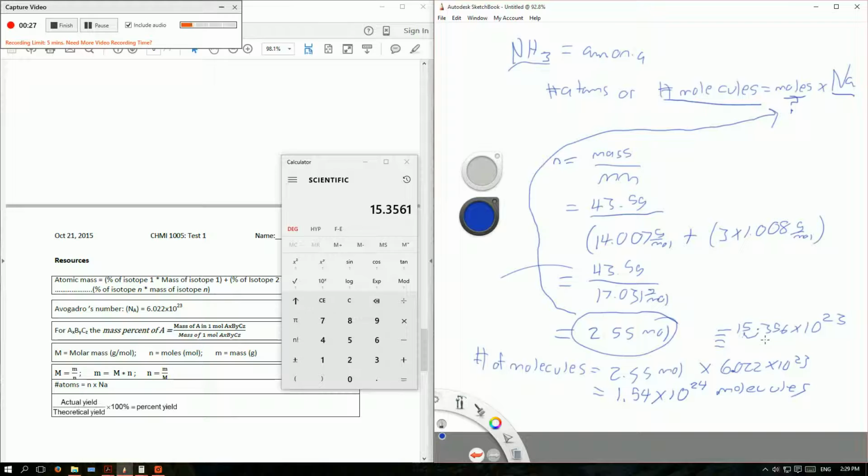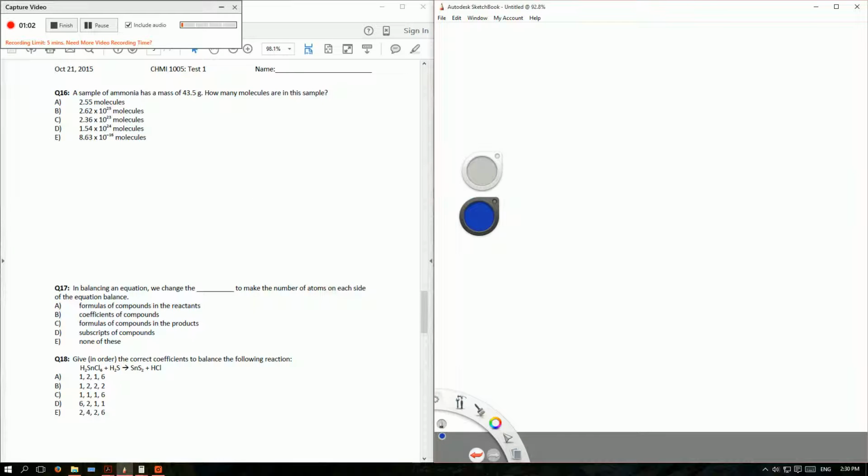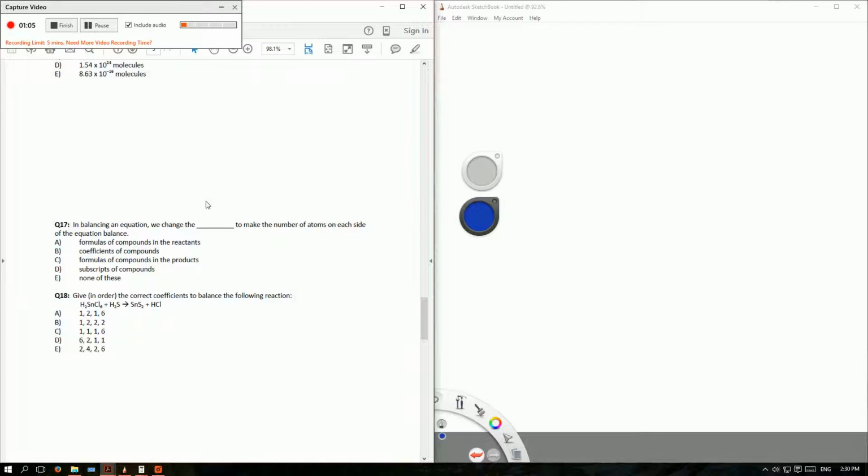So remember, if you bring this over, you're changing it to 1.5356 times 10 to the 24. So you don't need to count it out like I did, but either way would work. Or like I said, most handheld calculators will turn a big number like that into scientific notation automatically. And that's how you do that question. Which is answer D in this case.